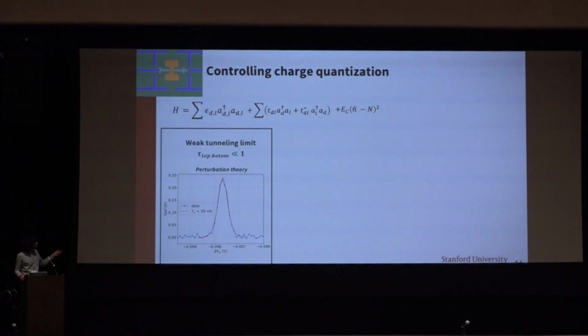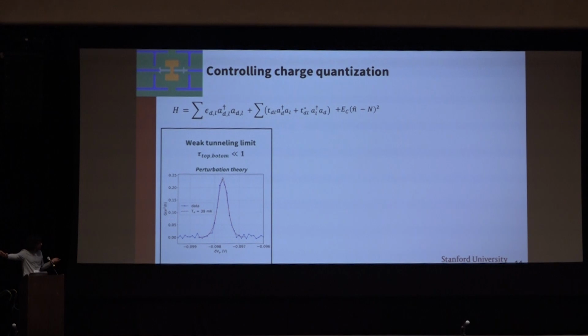But we can still measure the conductance and compare it to what theory would predict at certain limits. For example, in the weak tunneling limit, when both the QPCs are weakly coupling the island to the reservoir, we see these Coulomb peaks with full charge quantization, and you can fit it to a perturbation theory result to extract an electron temperature of around 39 millikelvin.